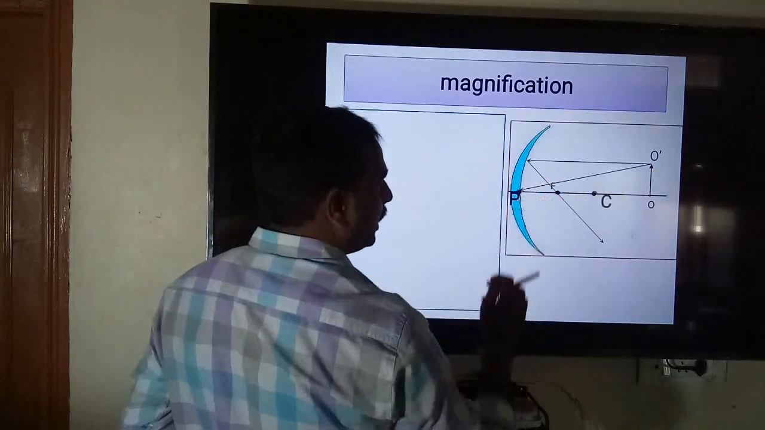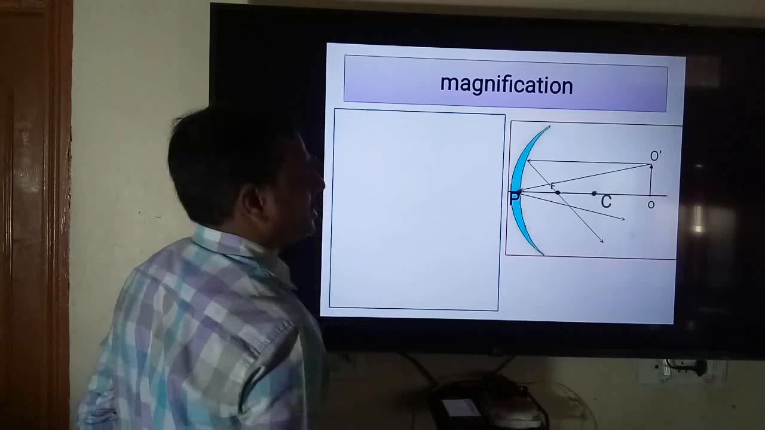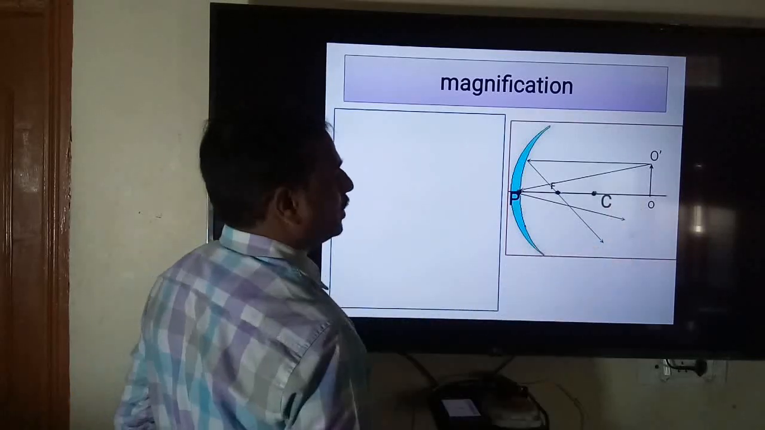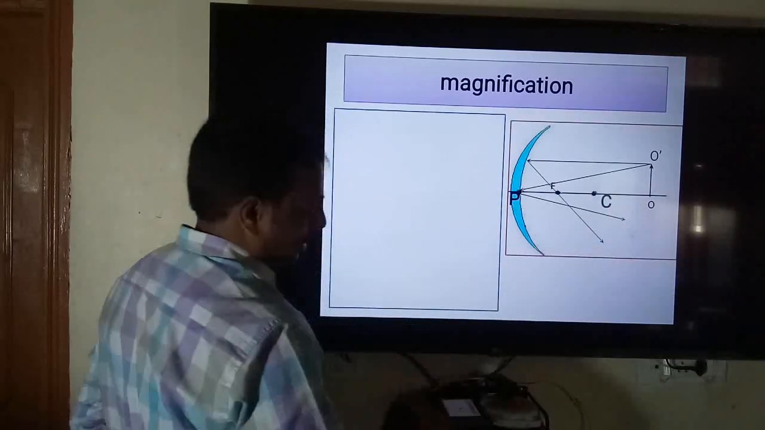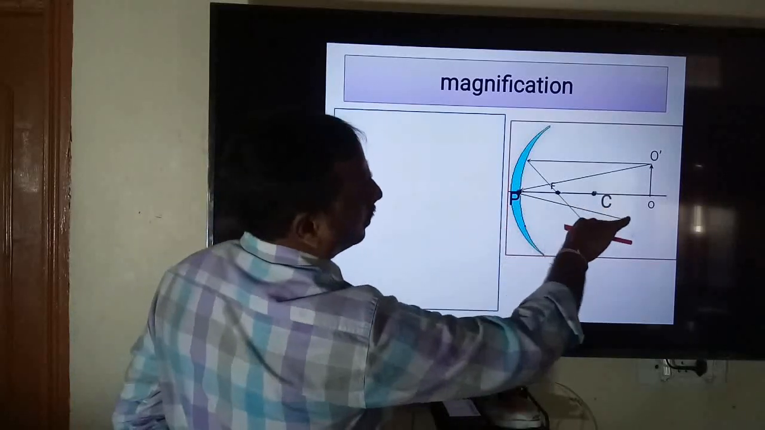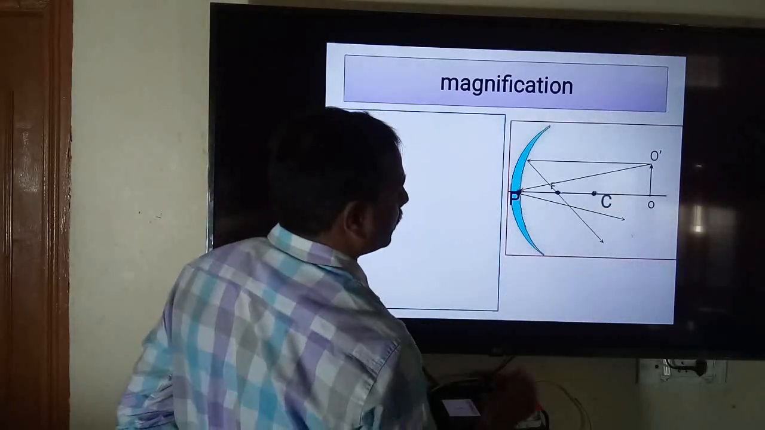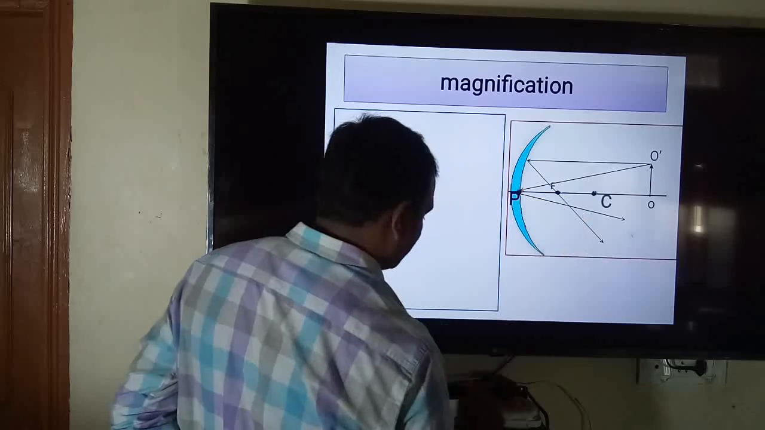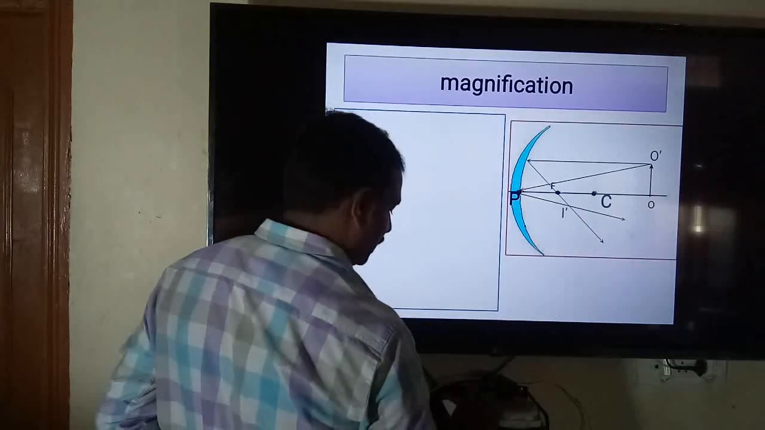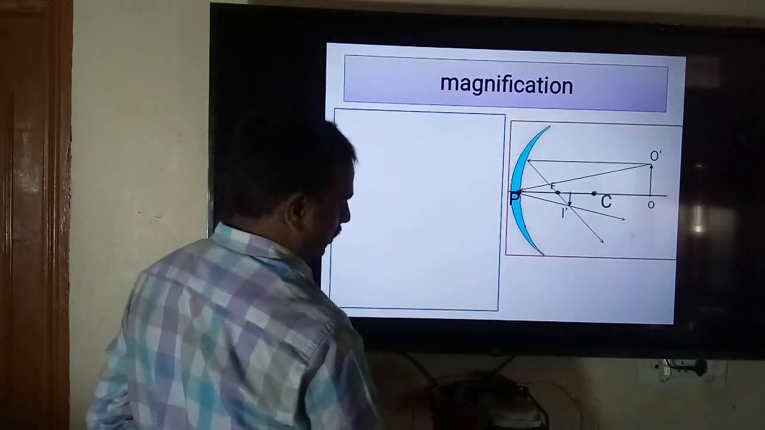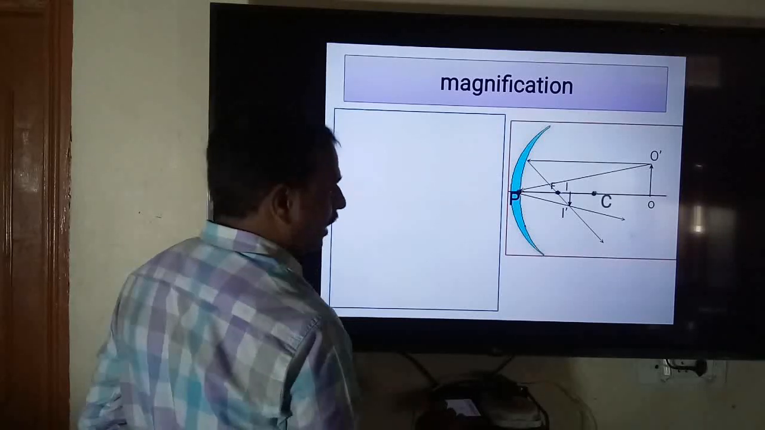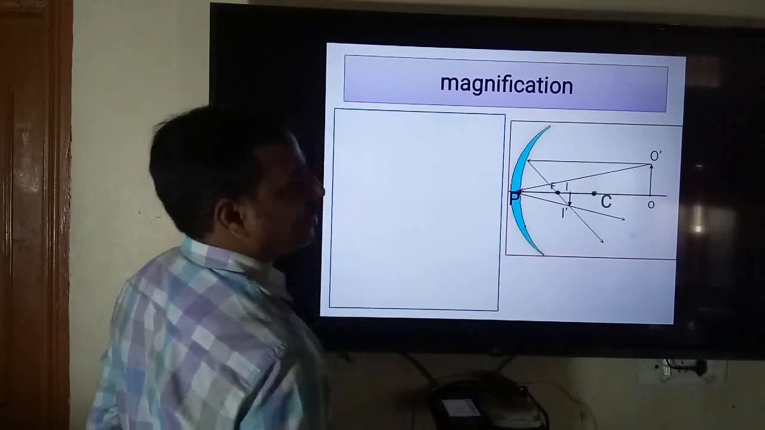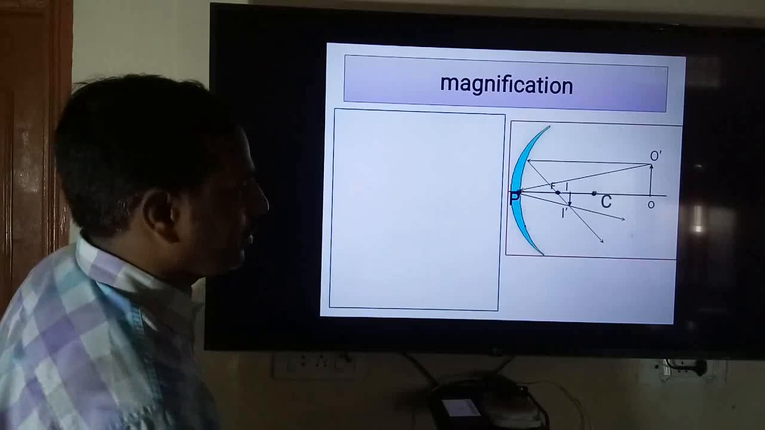A ray falling on P makes the same angle with the principal axis, and it goes downwards below the principal axis. Then these two intersect at this point. At this point it makes an image I dash. Yes, I dash. It is a real, inverted and diminished image, a small image, that we got between F and C.